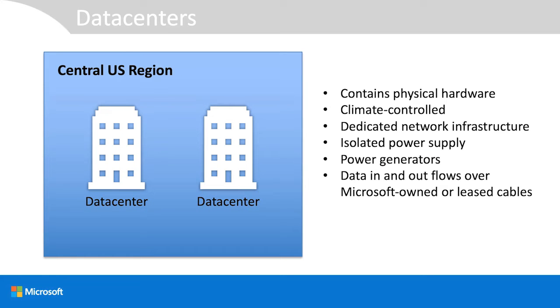In this region, there are at least 2 data centers, and a data center is a physical building that contains the infrastructure for Azure. These data centers are climate controlled, and they have their own dedicated network infrastructure, and they also have an isolated power supply and power generators in case there's a power failure. All of the network traffic into and out of the data center travels on network cables that are either owned or leased by Microsoft. Even traffic that flows across the oceans travels on Microsoft-owned fiber optic cables that are laid out across the ocean floor.